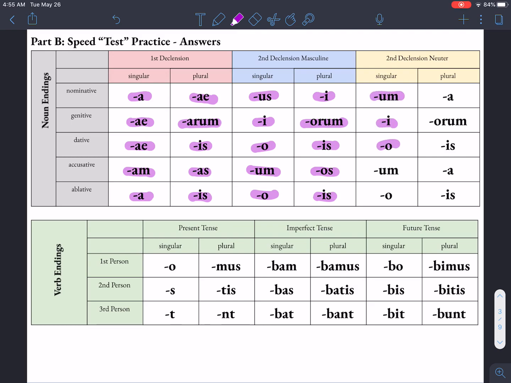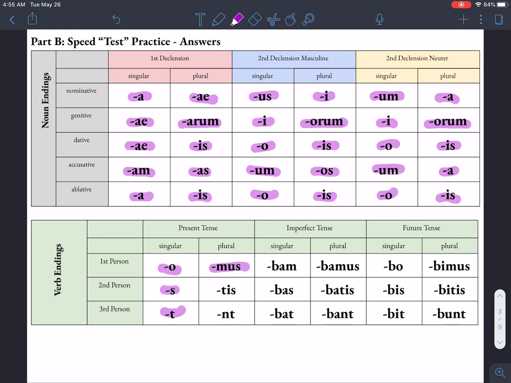U, M, I, O, U, M. O, A, O, R, U, M. I, S, A, I, S. That's the neuter second declension.